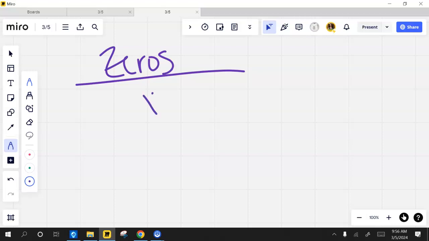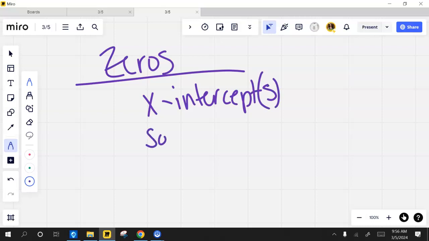Zeros is just the x-intercept or x-intercepts of the graph. I'll put the s in parentheses. We call them zeros. We sometimes call them solutions or roots. All of these are synonyms for the same thing, where I cross the x-axis. Okay? And they're very, very important. They're going to be key in a lot of things that we do.